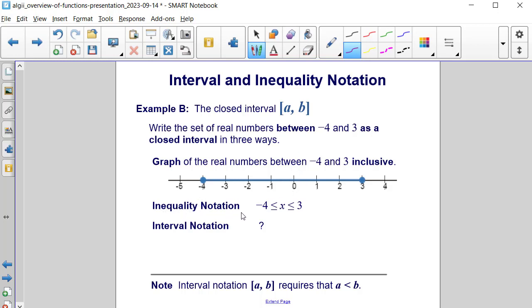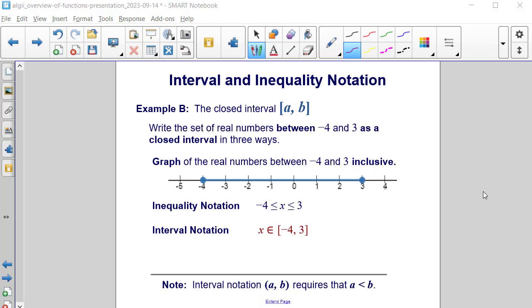In inequality notation, the second way to represent it, it's -4 is less than or equal to x, which is less than or equal to 3. Now let's write it in interval notation. Remember, that starts with x, that curvy looking E, which means is contained in, and then because we have a closed interval and we are including both endpoints, we use those square brackets, and we begin at -4 and include it, and we end at +3 and include it. And here we can see the solution that shows interval notation, and this does match the solution that we found.